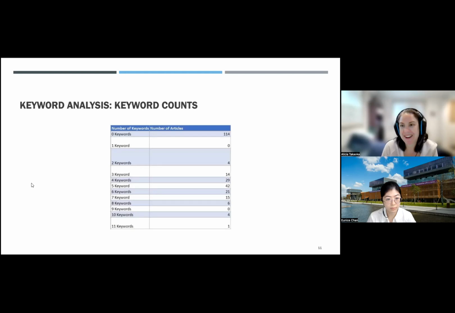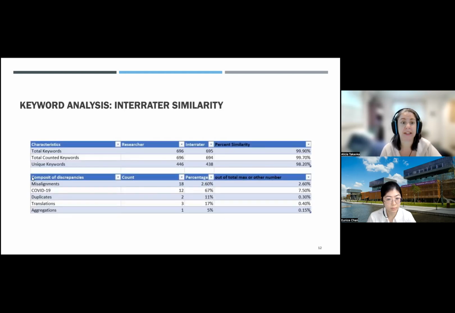So for the keyword analysis, the first thing we did was a count. Based on the 250 articles that we had, what was the number of keywords each article used? We had a wide range, from 114 articles, which includes the preprints, but our preprints did not total 114. There were very few preprints. They range from 0 keywords used to 11 keywords used. And in there, it definitely seemed like there would be some commonality or connectivity just in keyword usage. But what we found is that there were a total of 696 keywords.